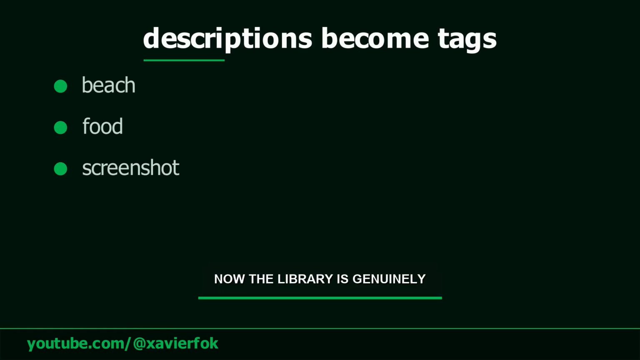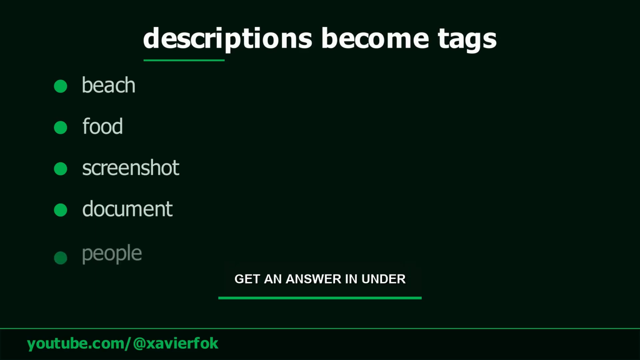Now the library is genuinely searchable. I can ask for every photo tagged beach, or every screenshot, or every picture with food in it, and get an answer in under a second instead of scrolling for 10 minutes.